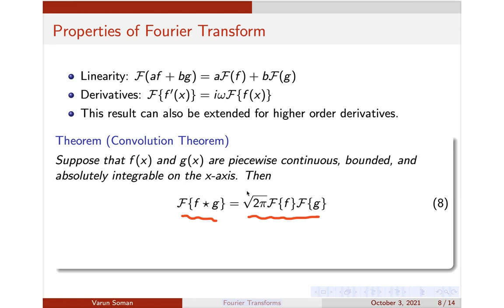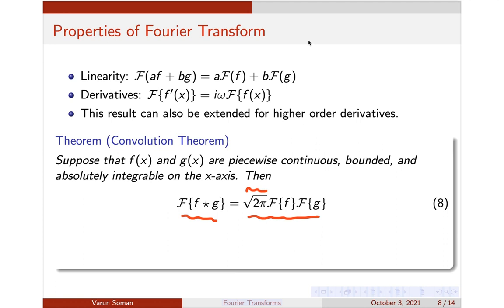The only thing is that there is a factor of root 2 pi in the Fourier transform here, and also the derivation of this theorem is not required for you. Just try to see this result. We'll do one problem based on this result. And also there is a slight difference in the convolution definition.